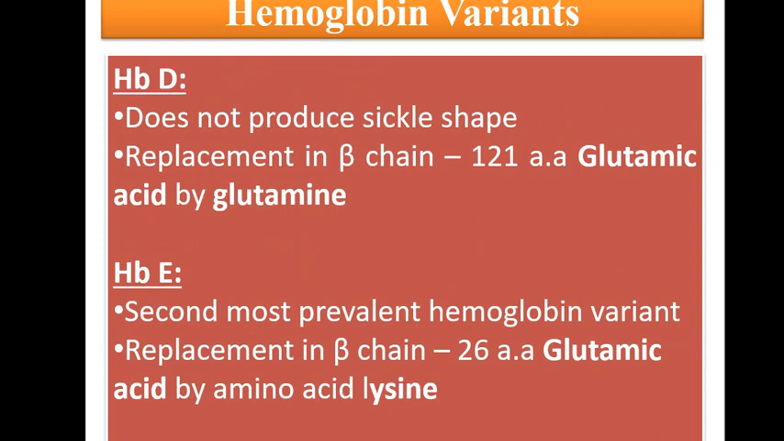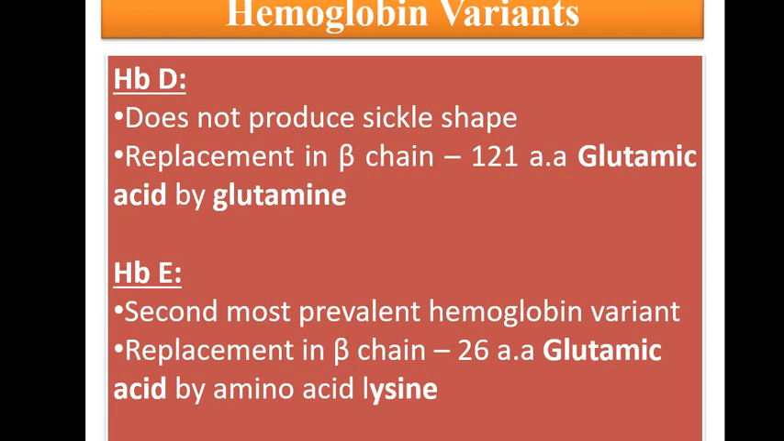Another variant of hemoglobin is HbD, hemoglobin D. It does not produce the sickle shape. There is replacement of a beta chain amino acid at the 121 position. The 121 amino acid in the beta chain is actually glutamic acid, and that glutamic acid is replaced by glutamine. As a result, at the 121 position, glutamic acid is replaced by glutamine in the beta chain, resulting in the formation of a hemoglobin variety called HbD. So this is another variant of hemoglobin.